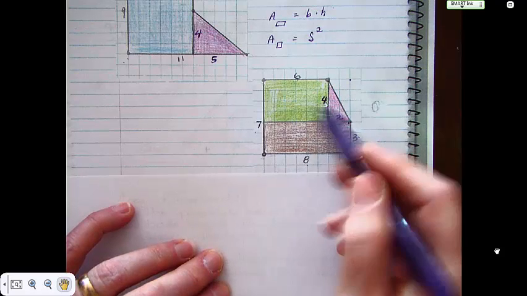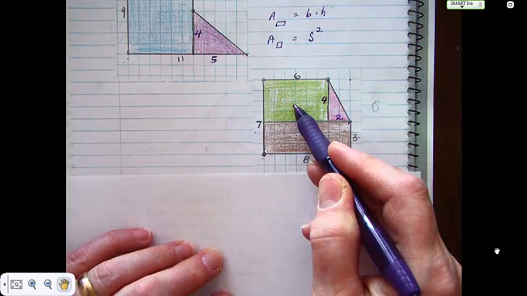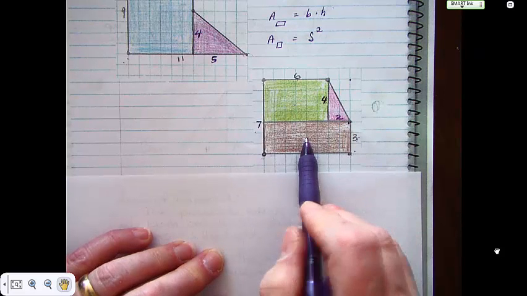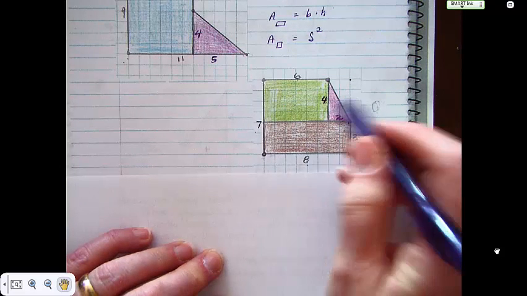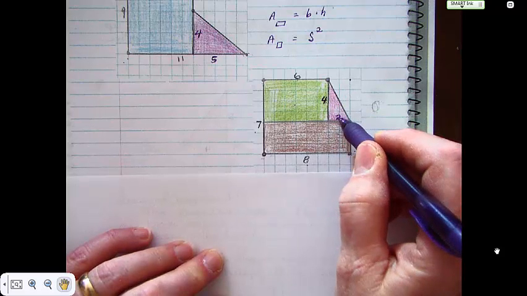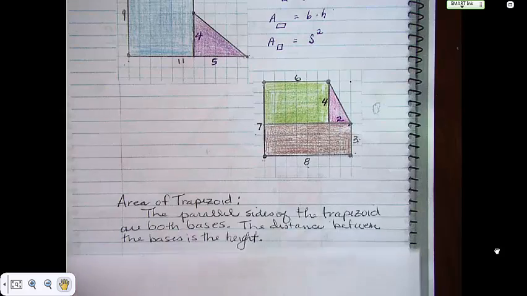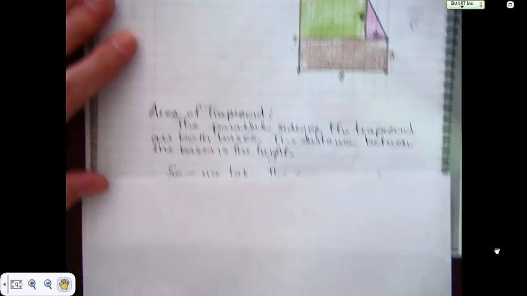6 times 4 is 24. That takes care of the green area. 8 times 3 is 24. That takes care of the brown. And 4 times 2 is 8, divided by 2 is 4, which takes care of that triangle. Kind of fun. Not really all that hard either.